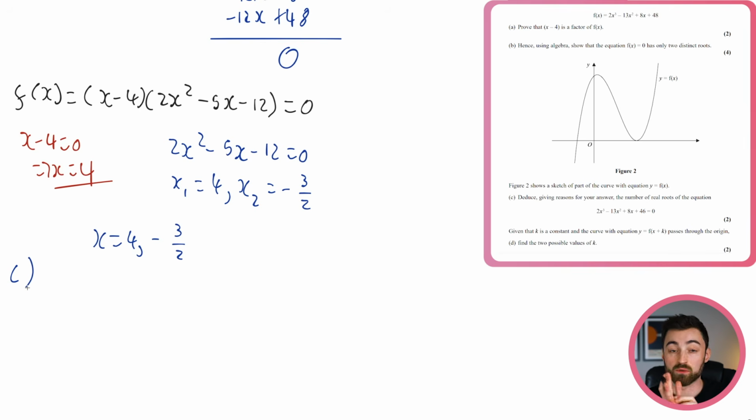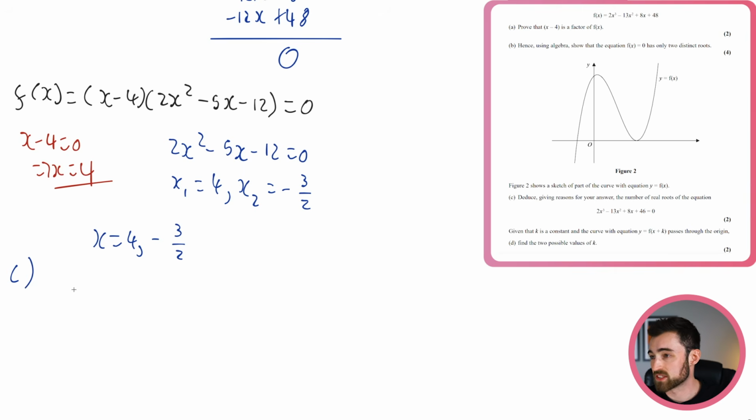So we can clearly see why that has two distinct roots. It hits the x-axis twice, right? It hits one of them down there at minus 3 over 2, and then it has this repeated root at x equals 4. And then it says, deduce giving reasons for your answer, the number of real roots of the equation, this.